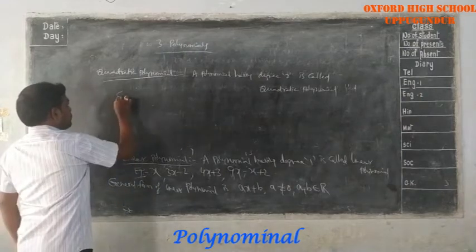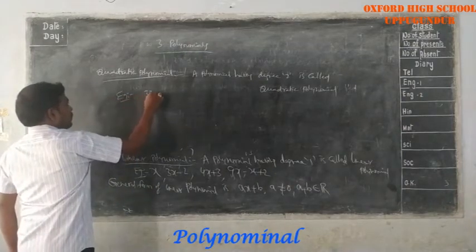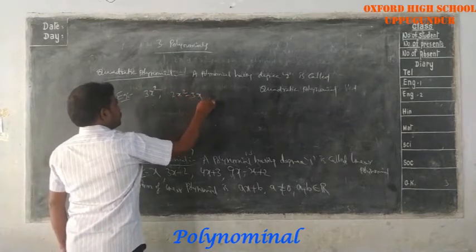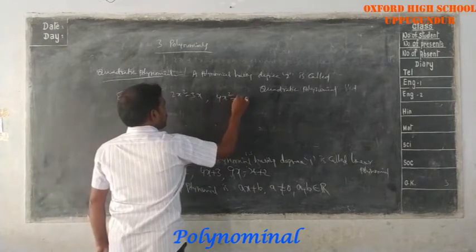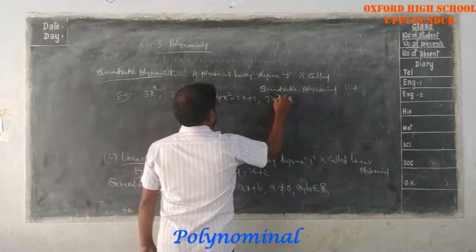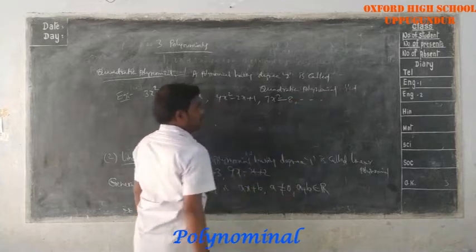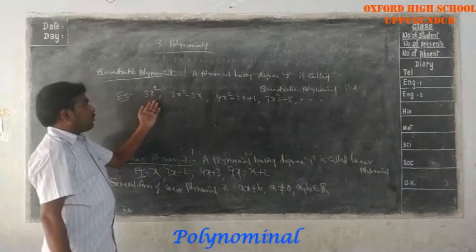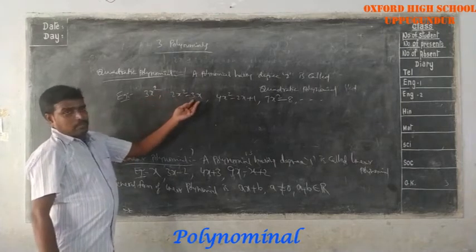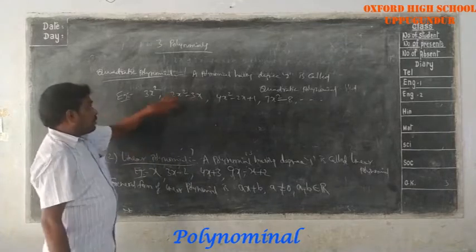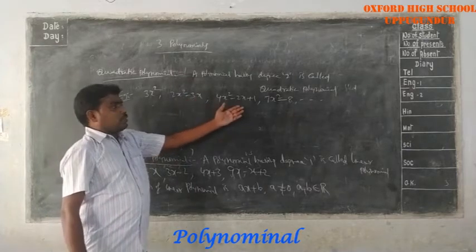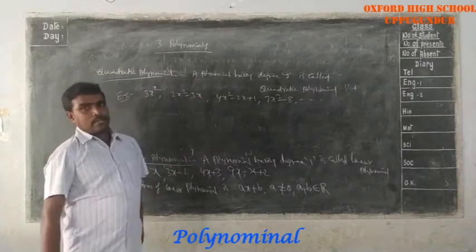So for this you can write examples like this: 3x square, 2x square minus 3x, 4x square minus 2x plus 1, 7x square minus 8. In this way you can write. Here it is not compulsory to have the constant or variable term. When you observe all these examples, the x square term must be there. The remaining x term and constant term may or may not be there. So in this way you can write examples.